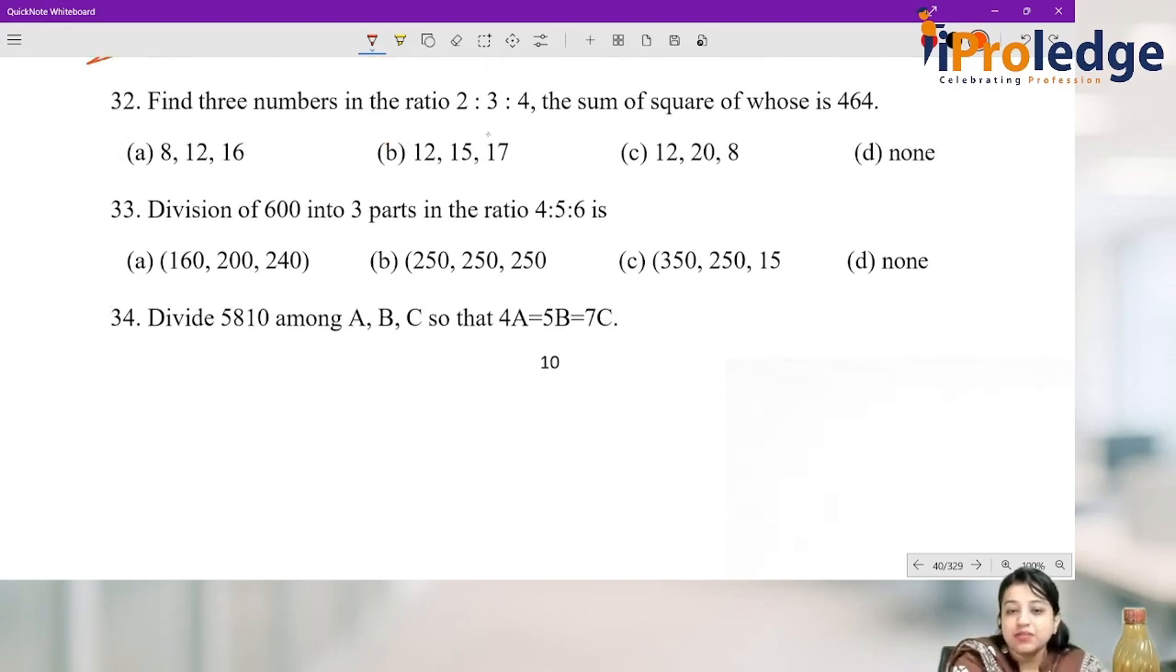So find three numbers in the ratio 2:3:4, and the sum of squares is 464. Tell me the ratio of 8, 12, 16.